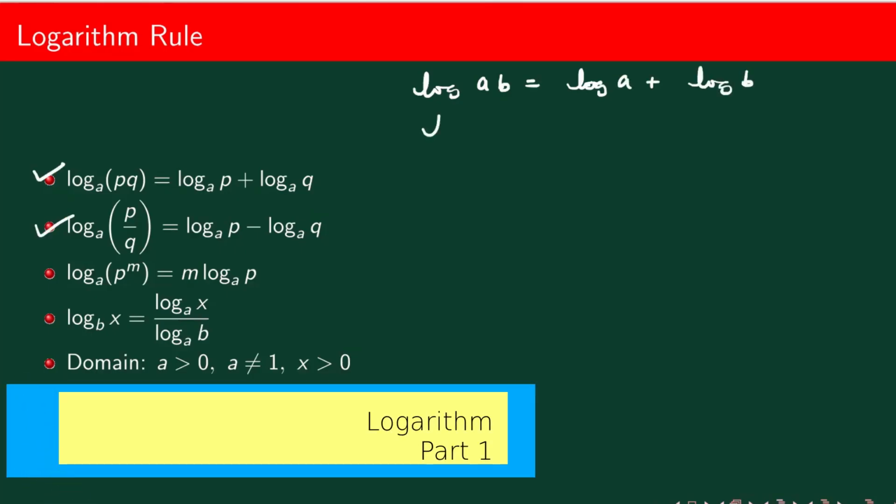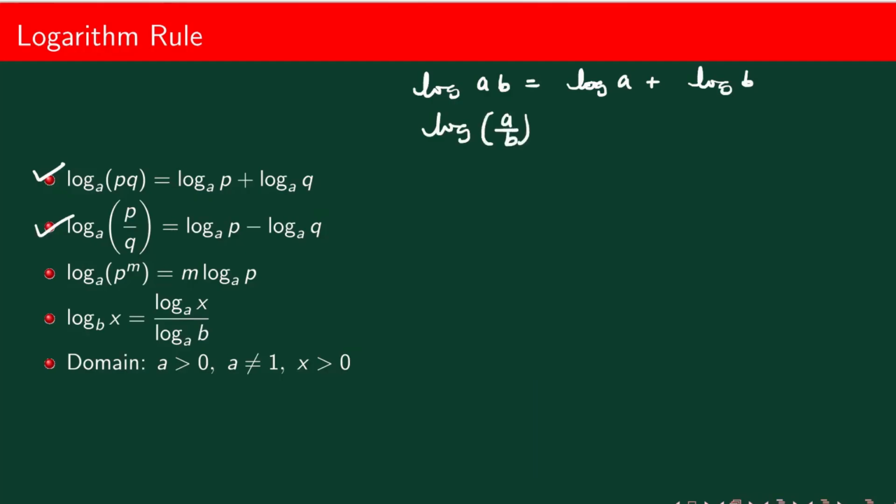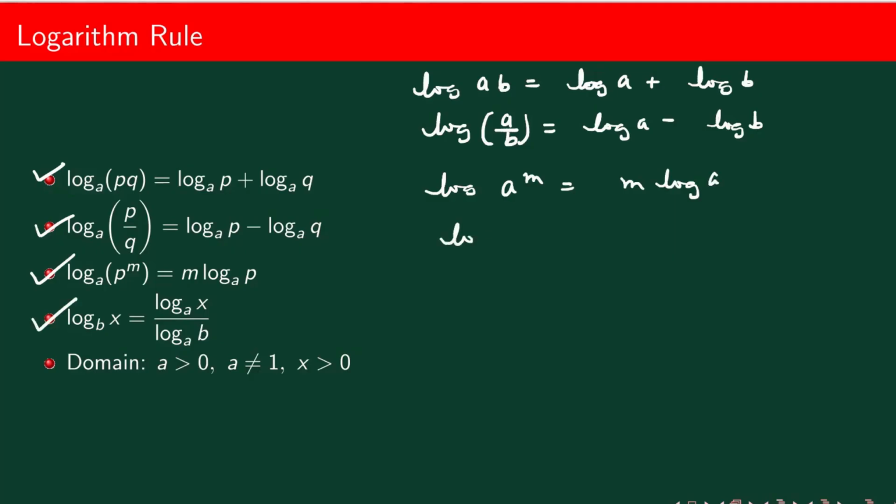Then number two, we have the quotient. So this will be log A minus log B. The third is power. Log of A raised to M is M log A. Then you have change of base.